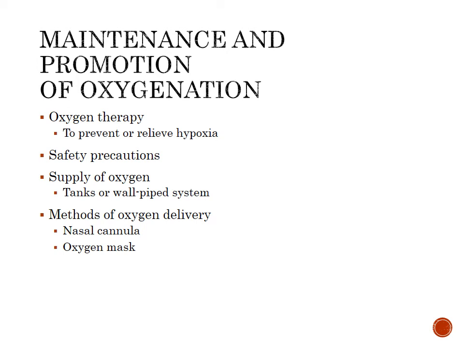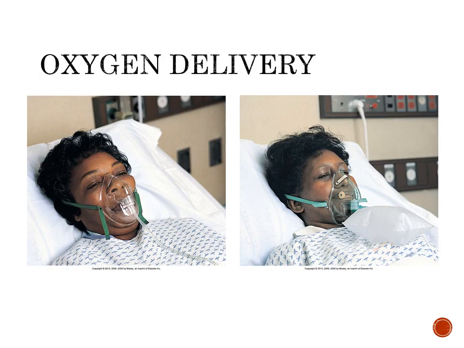Then you have an oxygen mask, which fits nice and snug over the mouth and nose. Some people don't like the mask because they feel claustrophobic. Here's a picture of a mask, and both of the masks are different. The mask on the left shows you just a simple mask. A simple mask can deliver anywhere from 35 to 50% FiO2, and FiO2 is fraction of inspired oxygen concentration.